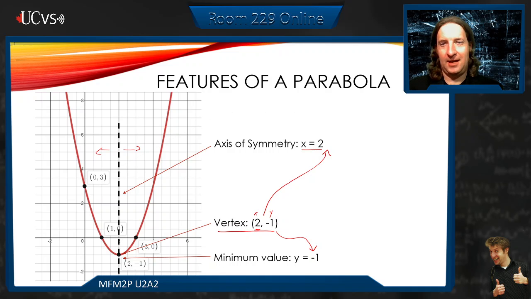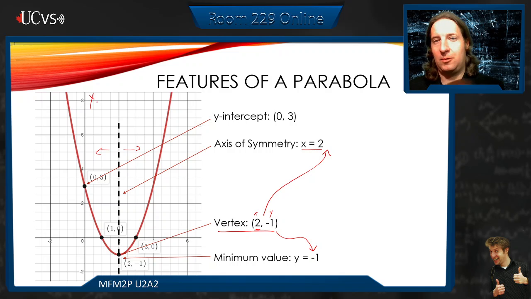Another thing we can describe is the y-intercept. Where does the line hit the y-axis? Remember, it's the y-axis up here, it's the x-axis down here. In this case, the y-intercept is (0, 3). The red line hits the y-axis at the point where x is 0, and the y value is 3.